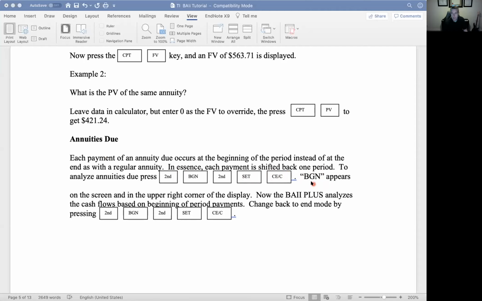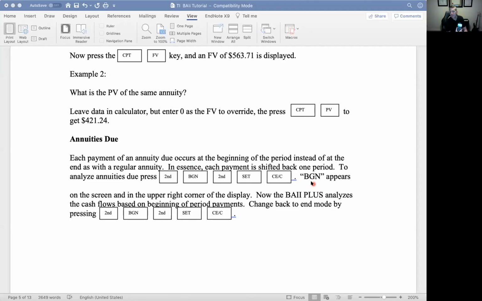Did that work for everyone? I've got my calculator out. I'm going to try it just to make sure it works for me too. So I'm going to hit second, I'm going to hit begin, I'm going to hit second and hit set, and mine says begin at the beginning. And you can see at the top of the screen, right above your zeros, if you've hit the CE over C, it should say BGN.